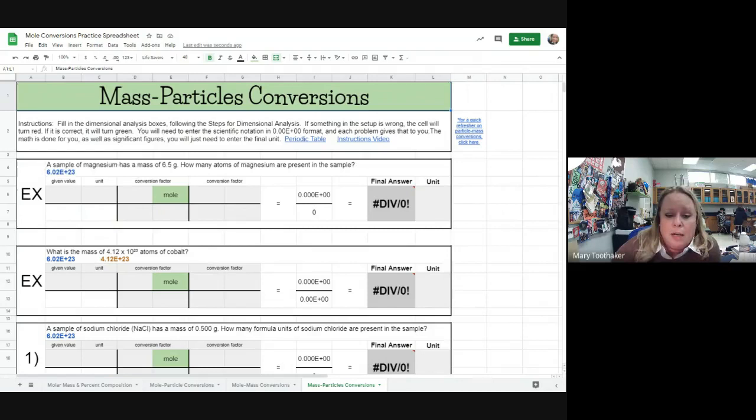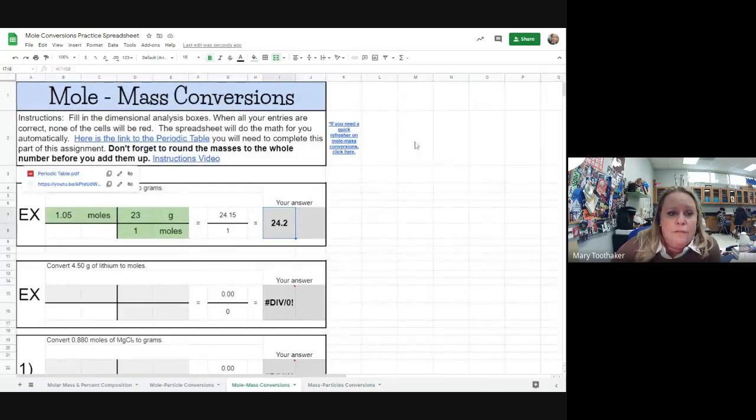All right. Anybody got any questions about this mole conversions practice spreadsheet? It will save automatically to your drive because each of you have your own copy now. Okay. If you do not have any questions for me, you can go. Do the Edpuzzle today, and then start working on this because this will be due Friday.